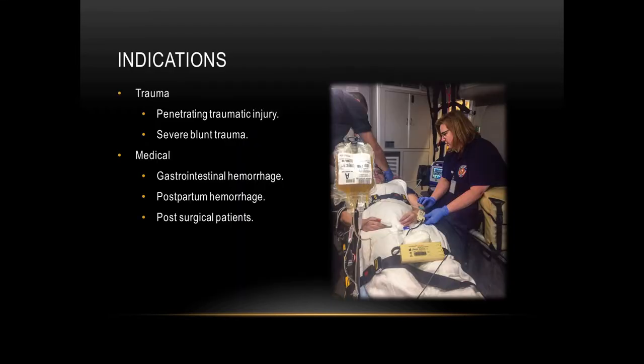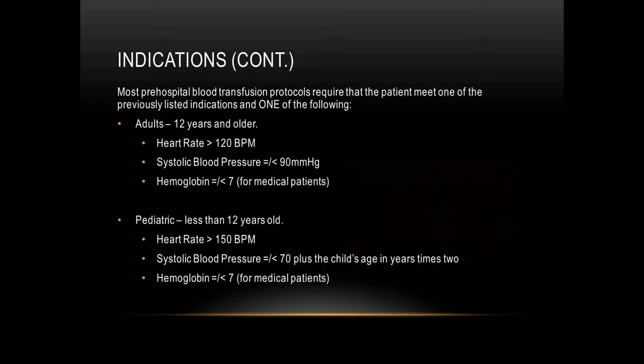So what are some indications for blood product administration? So most protocols, both in ground EMS and helicopter, for traumatic injuries, it's what we're used to, either penetrating or traumatic injury. And then for certain medical patients, it's gastrointestinal hemorrhage, maybe postpartum hemorrhage, and then certain post-surgical patients. A lot of times we'll see those on the critical care transport side.